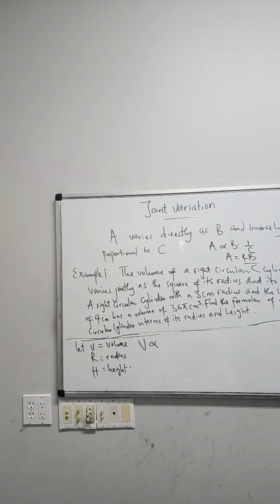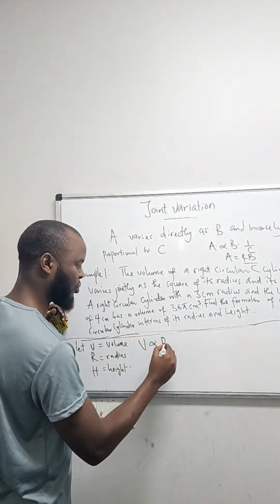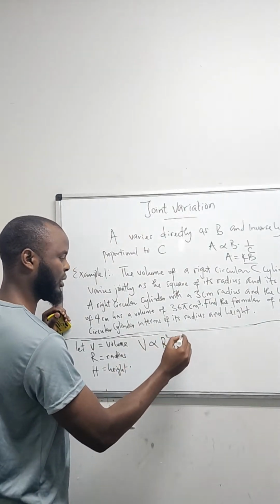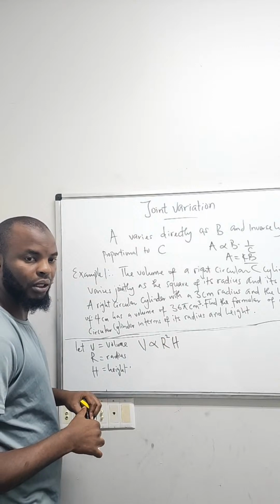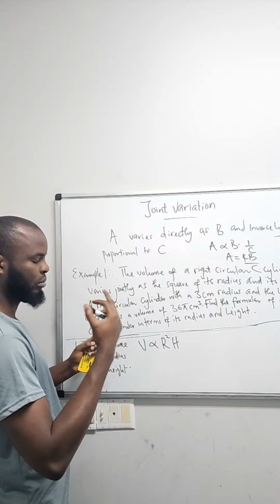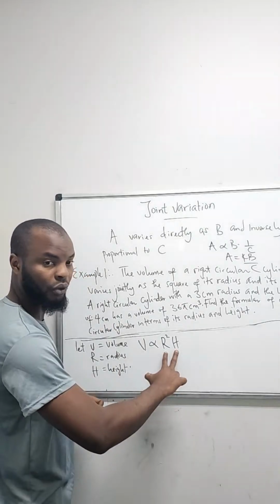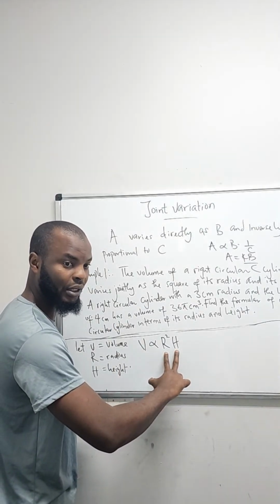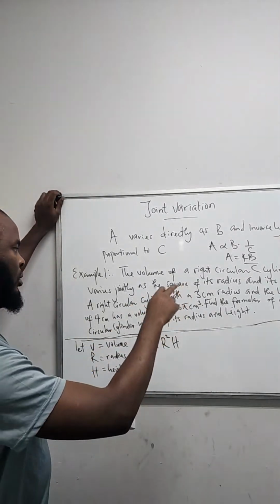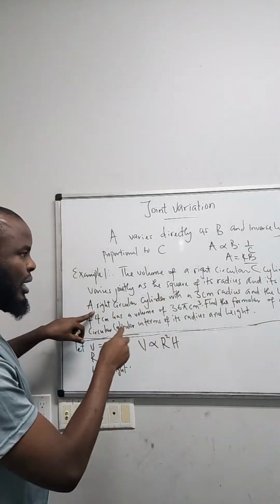Now, here we have joint variation. So it varies jointly as what? R squared and the height. Okay? Here you have two things. The other example I gave you is where you are told you have direct and you have inverse variation. But here we have joint, which is two things simultaneously. Okay? Now, the height of the cylinder.